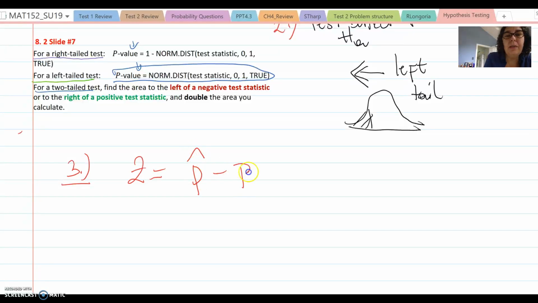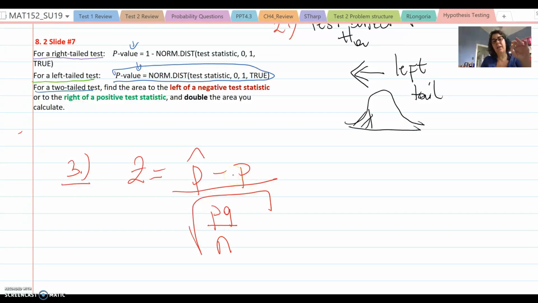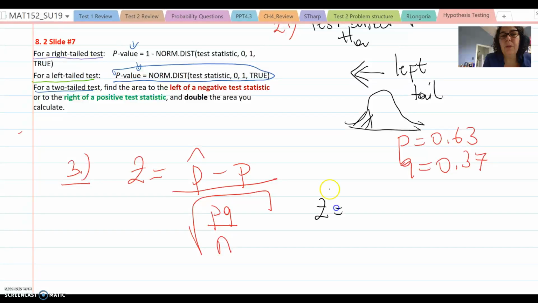P hat minus p all over square root of p q n. I guess we defined everything there, p hats and p's, right? So we know p, that's the testing value, that was 63%. Q will be complementary, it will never be given, that will be 37%, 1 minus 0.63. So let's put all those values into the formula.